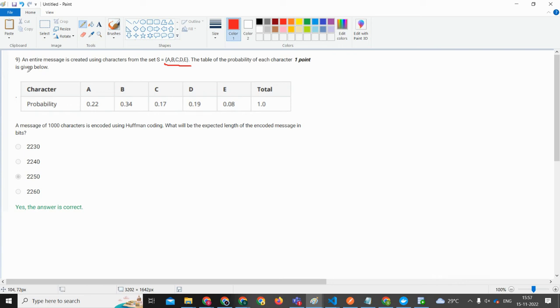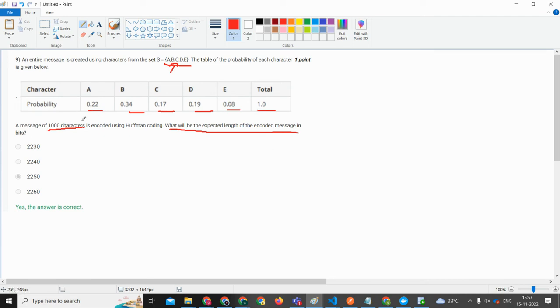A table gives the probability of each character. A message of 100 characters. Okay, so this is going to give us 100 characters with these letters. And these are the probabilities for the characters. All right. So encoding, which of the following is the expected length of the encoded message in bits?